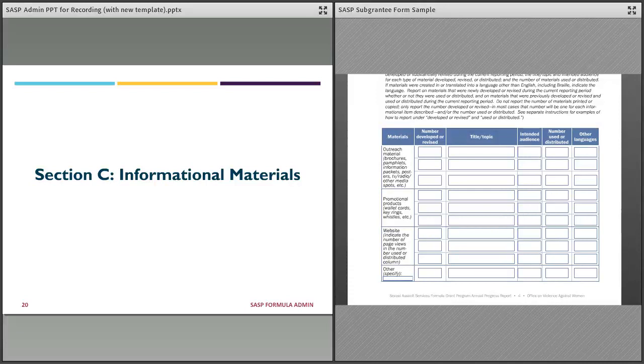Similarly, if the subgrantee developed a product in a previous reporting period and the subgrant funds were used to distribute that product during the current reporting period, the subgrantee will not report it as developed in the first column. They would, however, report the title and topic, intended audience, and how many were used or distributed in other languages for the current reporting period. The OVW program manager will pay attention to this as they use this section to monitor the products subgrantees are supporting with grant funds.